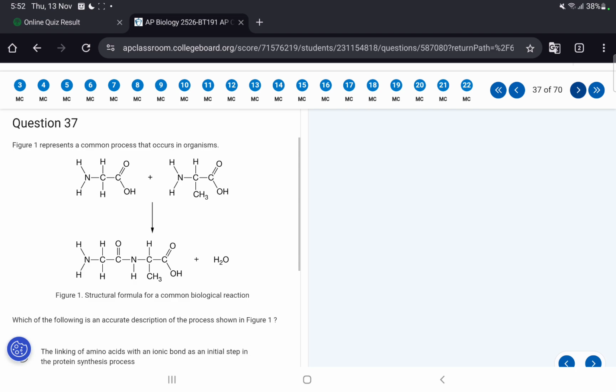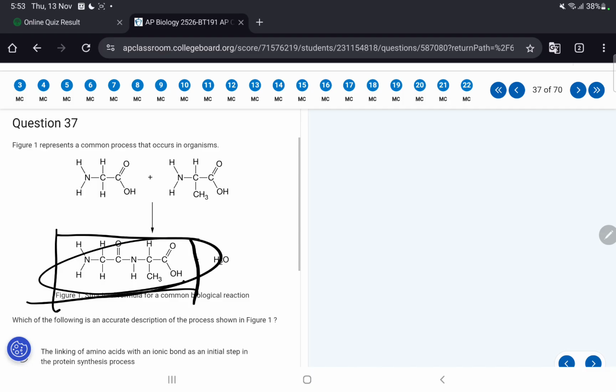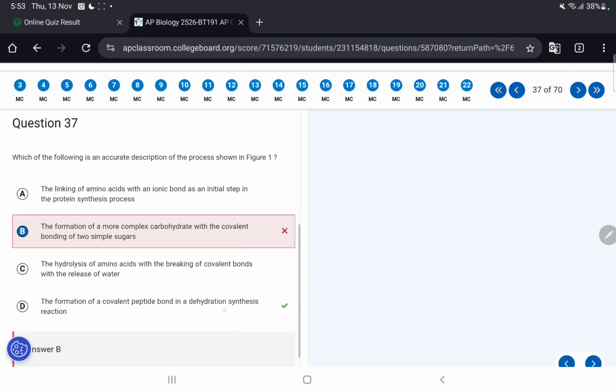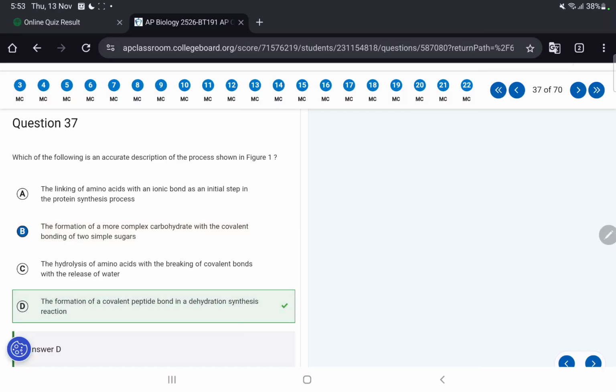Number 37. Which of the following is the accurate description of the process shown in figure 1? Here we have a dehydration reaction. How do we know that we have a dehydration reaction? We have a bond being formed, making a big molecule, and we have water being released. Water being released, dehydration condensation reaction. Dehydration and condensation mean the exact same thing. Formation of a covalent peptide bond in a dehydration synthesis reaction.